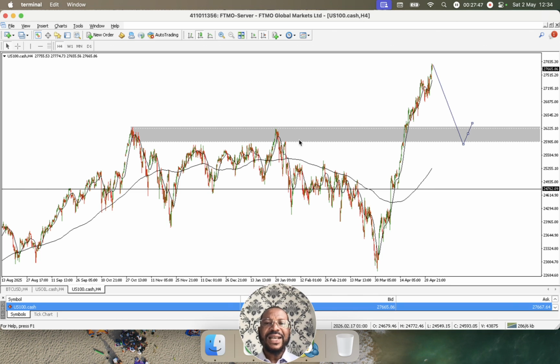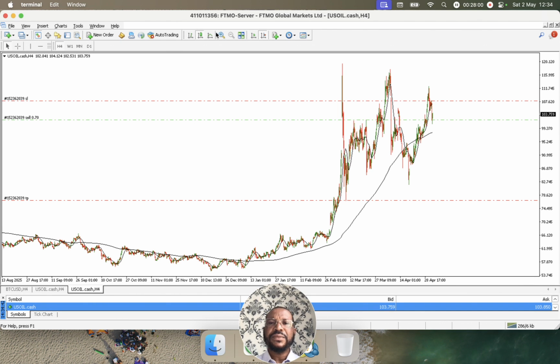So for the Nasdaq, I'll be waiting for price to pull back to this support area. When price pulls back, I wait for the buyers to come, then I take the price back to the upside. Let's move over to the next pair, which is the US oil. So for the US oil, I took the US oil trade last week.